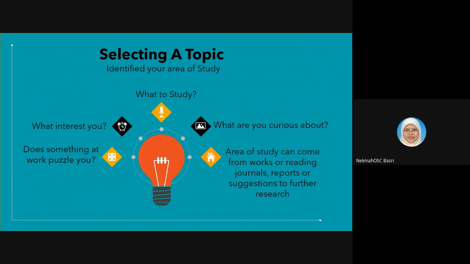And nowadays after MCO, there are many studies about COVID-19, qualitative or quantitative, both are so many. So from here, we can select from the journals and also the reports that suggest directions for our research. Okay.